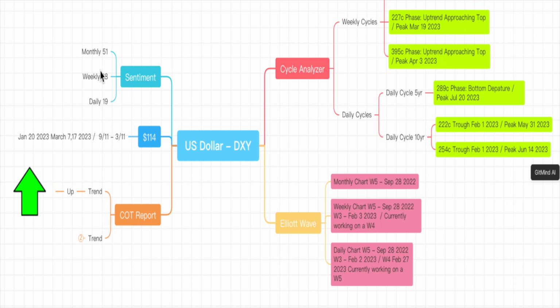And there I have some numbers in regards to sentiment, and I have some dates. And looking at the commitment of traders report, the trend is still up.